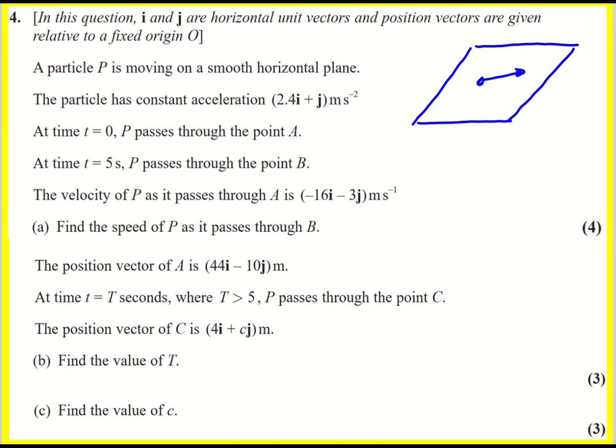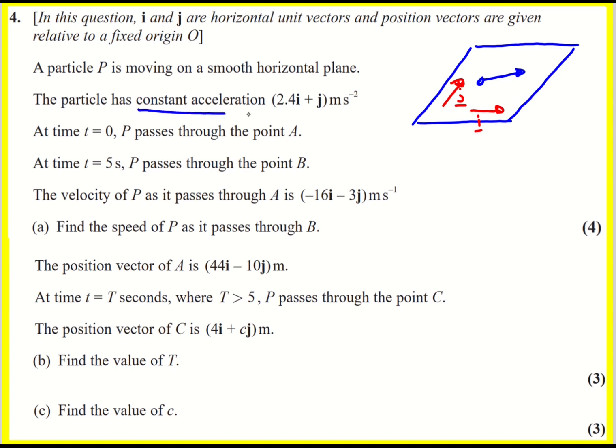It says i and j are horizontal unit vectors. So it could be, for example, that i is going in this direction, and j is then perpendicular to it, going in this direction. j here is not going up from the table or anything. And we don't need to look at weight. The weight is presumably balanced with the normal reaction. And then all we need to focus on is it moving in these two dimensions.